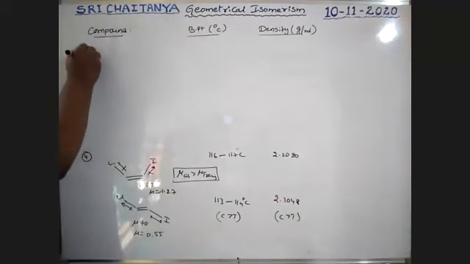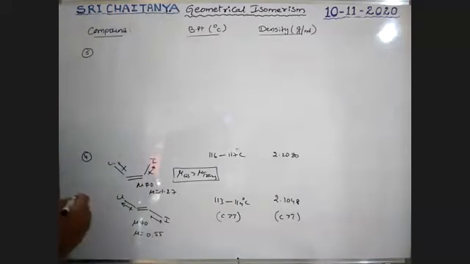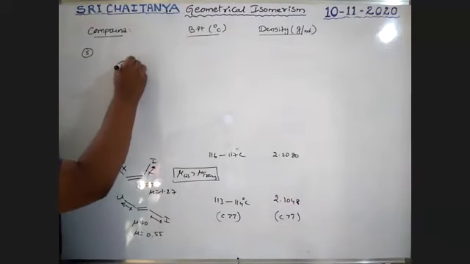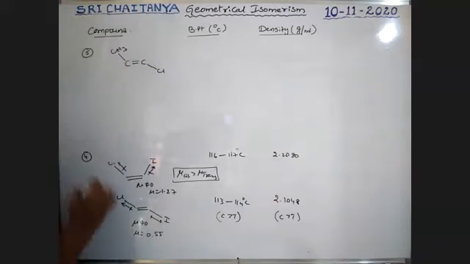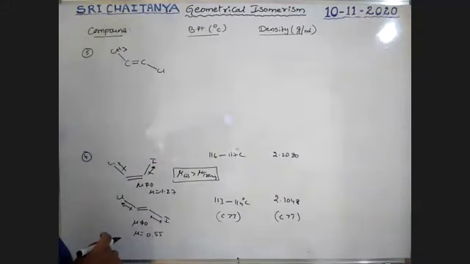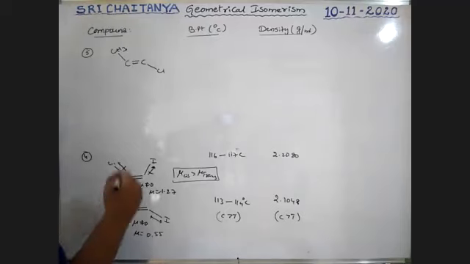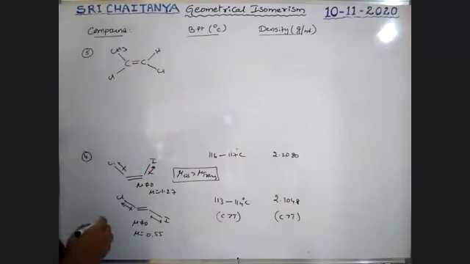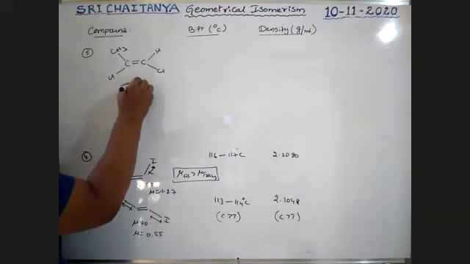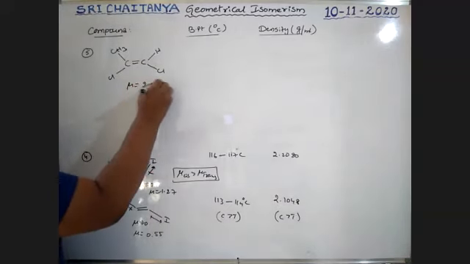Fifth compound. See here, C double bond C, with a Cl on one side and a CH3 on the other side. So it is a H, it is a Cl. Its mu is equal to 2.20.